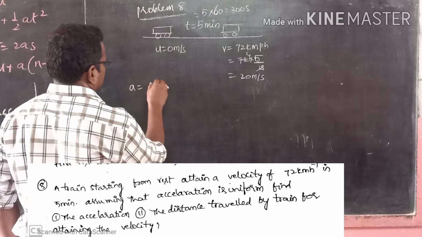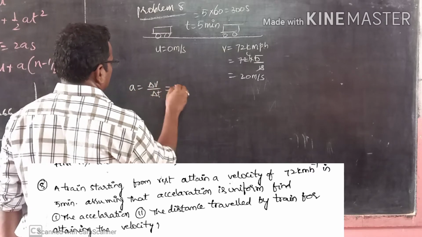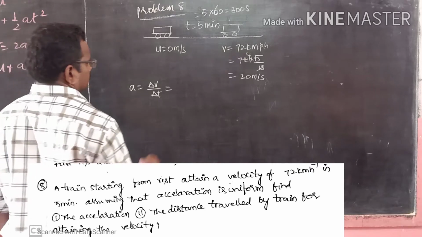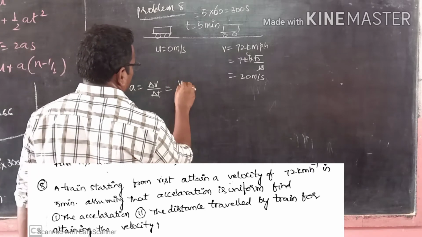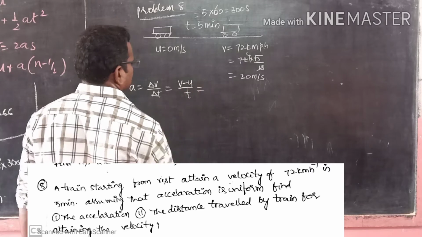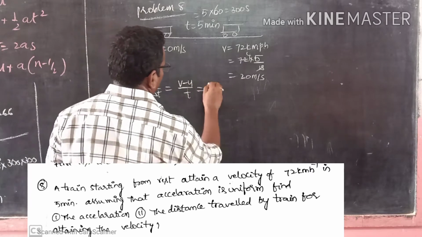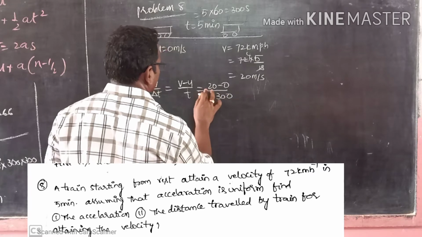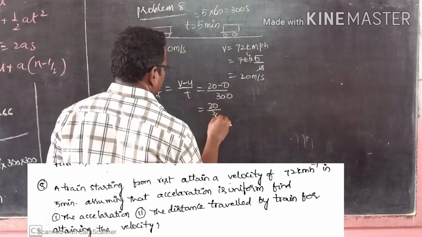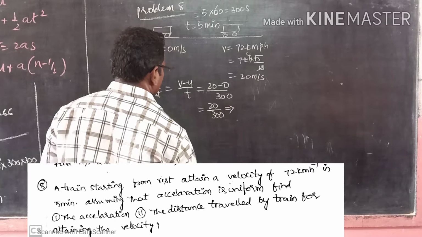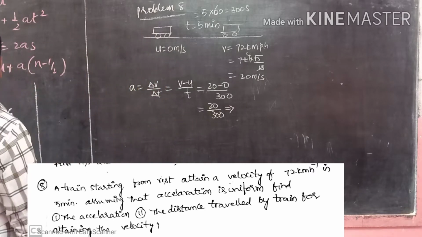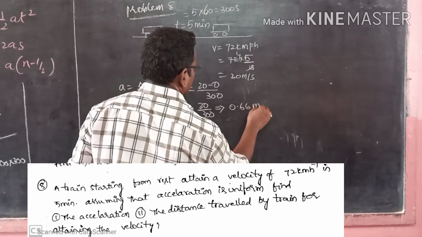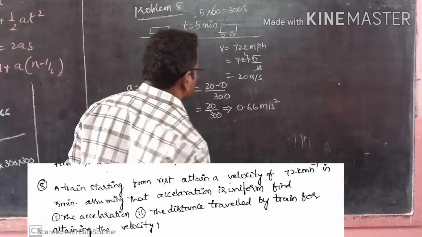a is equal to delta V by delta T. What is delta V? It is nothing but V minus U, divided by T. What is V here? 20 minus 0, divided by 300. So we get 20 by 300. This 20 by 300 value becomes 0.66 meter per second square.